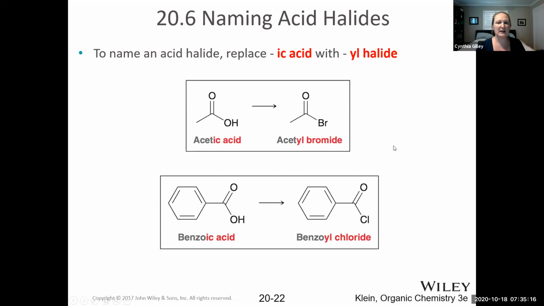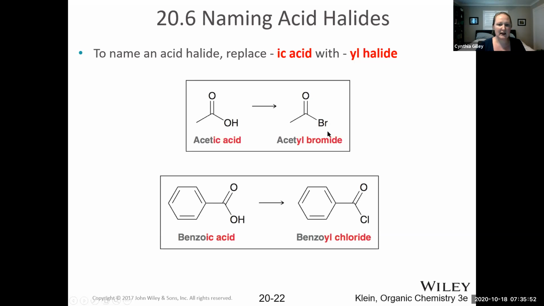Let's talk about nomenclature of these carboxylic acid derivatives. With all the carboxylic acid derivatives, what I want you to do is think about how you would name the compound if it was a carboxylic acid, and then just change the suffix appropriately. So a carboxylic acid with 2 carbons can either be called ethanoic acid or acetic acid, and acetic acid is much more common.